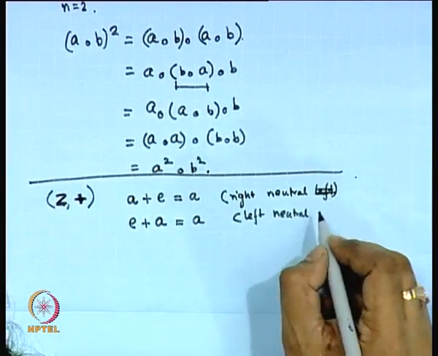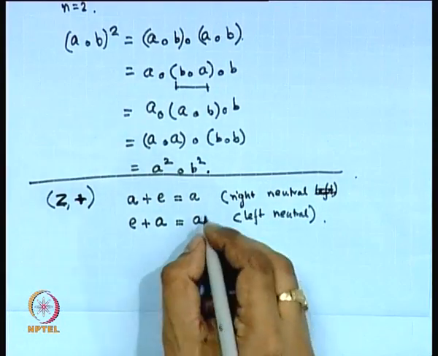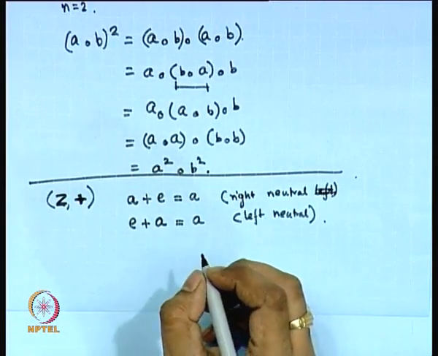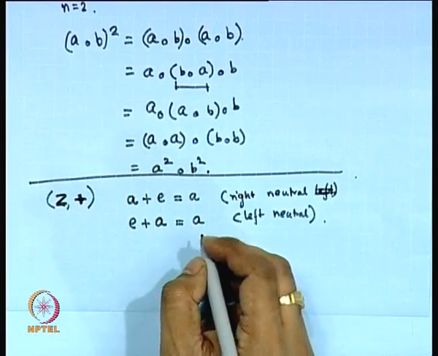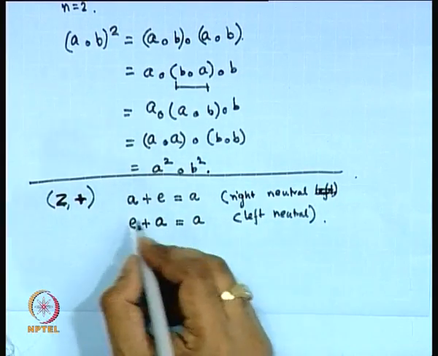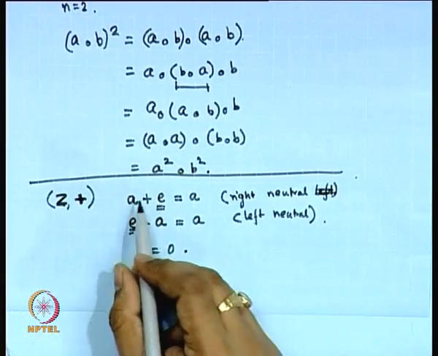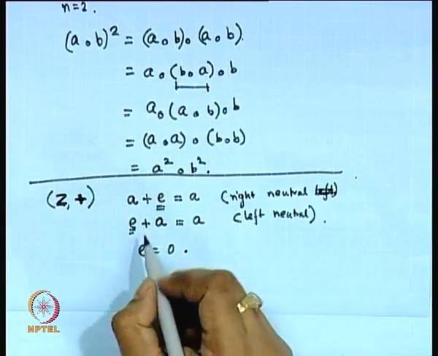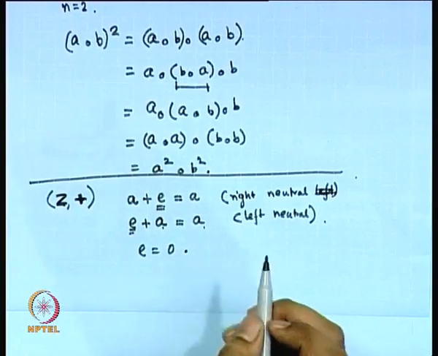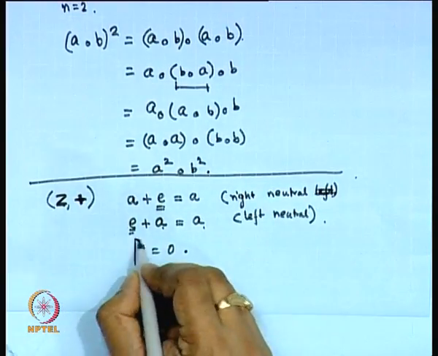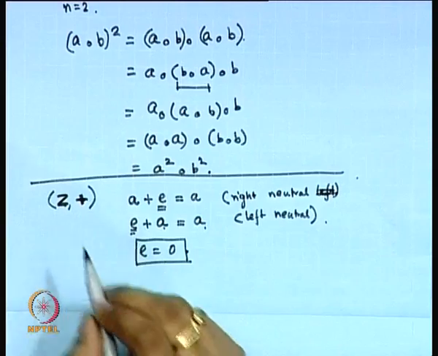So this is the right neutral element and this is the left neutral element, then I get back A. So now this gives us an idea that this E is nothing but 0. For example, if I add A with 0, then I get back A, and if I add 0 with A, I also get back A. So 0 is the neutral element in the semigroup Z plus.